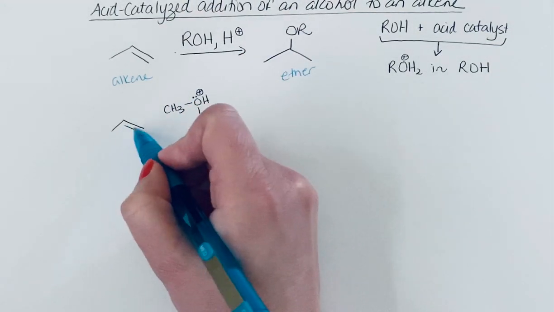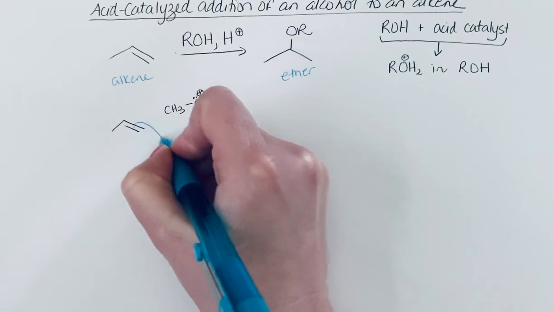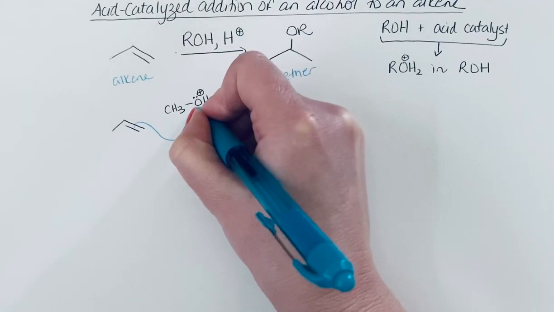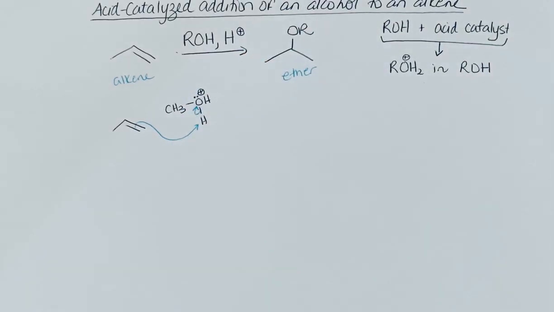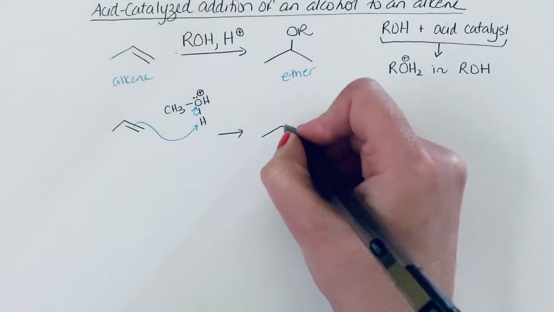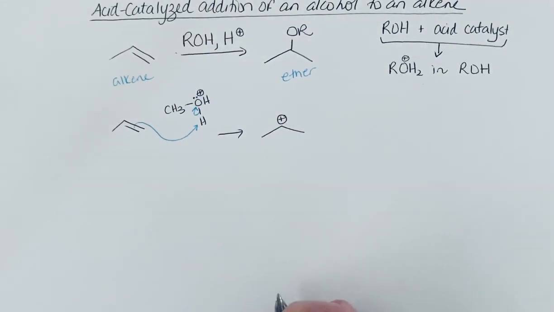This is an electrophile. The alkene is a nucleophile. So the alkene will attack that acidic hydrogen and break the bond between the oxygen and the hydrogen. So this will give a secondary carbocation.